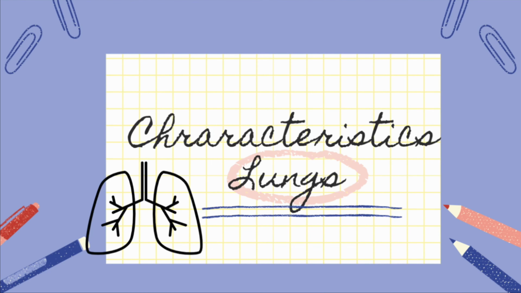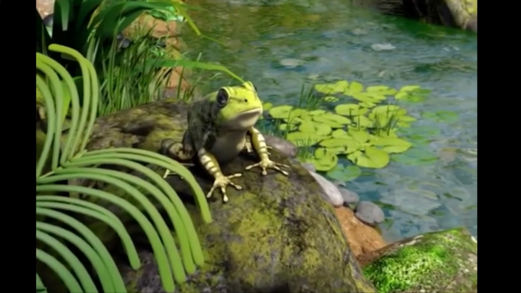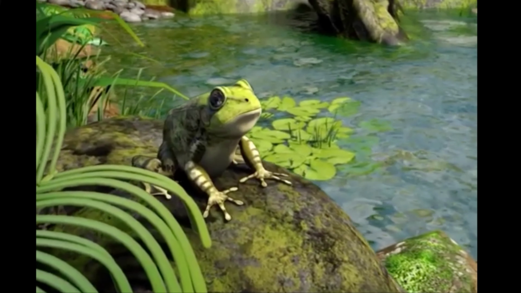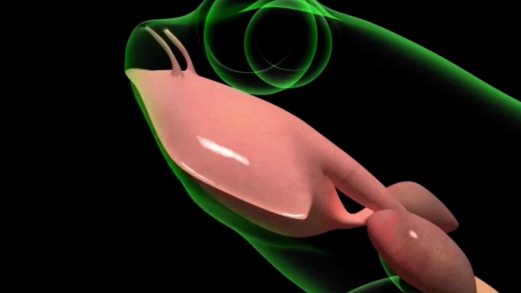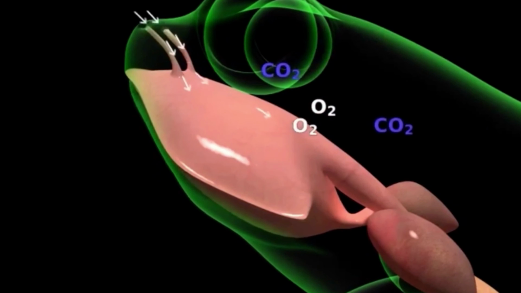Next, we will discuss another general characteristic of amphibians, which is the lungs. If lungs are present in amphibians, they are relatively small, and respiration is supplemented by exchange of gases across the porous skin, called cutaneous respiration.